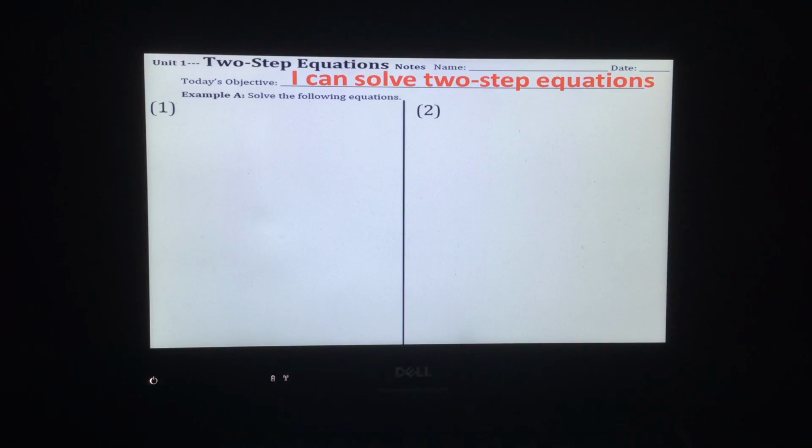Now, before we actually start solving two-step equations, I have a little scenario for you. You're in a room with your best friend and a stranger. You can kind of think of your best friend as being close to you, and the stranger, you don't really know him. He's kind of far away from you. You don't have a relationship with him. Now you're the leader of the room.